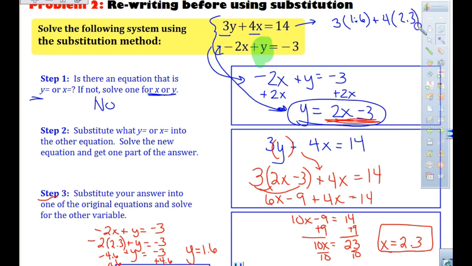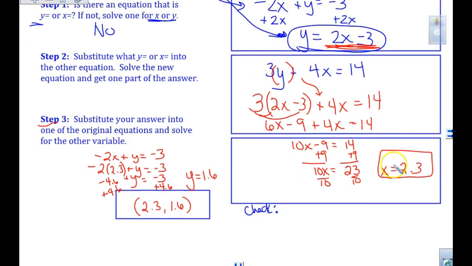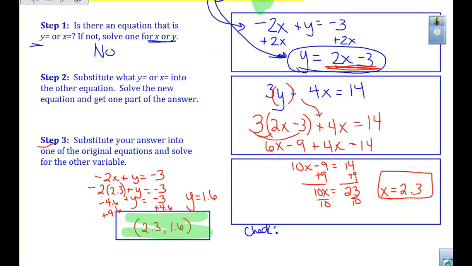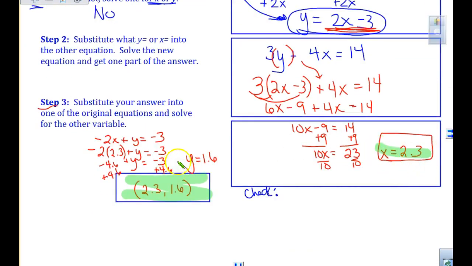2.3. Now put that in your calculator, and what we're trying to see is, does this equal 14? You plug it in, and it works. The answer that I'm looking for is the ordered pair. You do not want to just say, oh yeah, this is the answer. That was just your check. These two values were your solution, and we always want to write them as an ordered pair, okay?